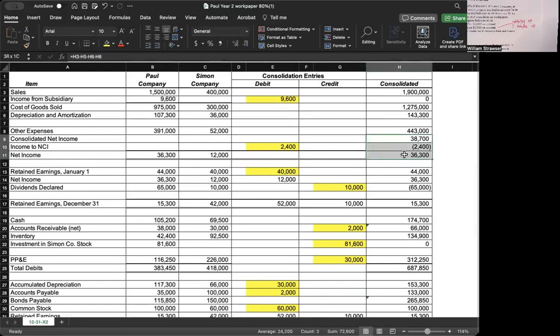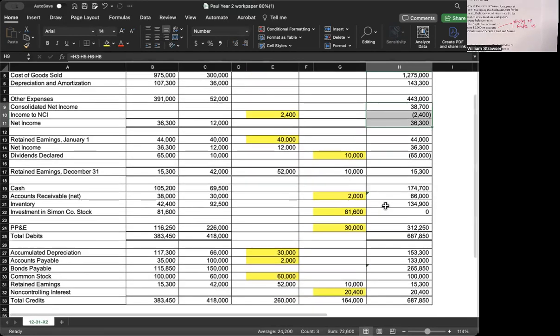I do think it's important you know what these three items are called and the relationships that you see elsewhere in the statement that always ring true.